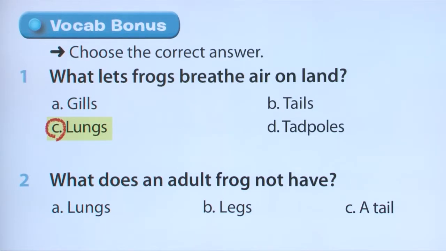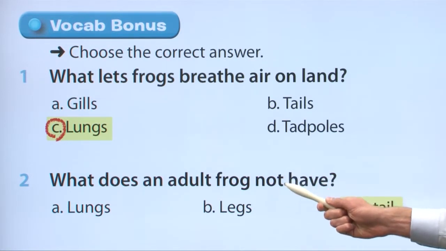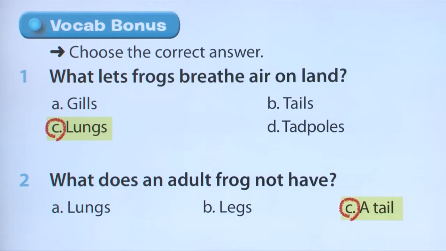Okay? Now let's move on to number 2. What does an adult frog not have? What's the answer here? Is it A, lungs, B, legs, or C, a tail? The answer? Well, it is C, a tail. Yes, when the tadpole starts to develop its legs, it also starts to lose its tail. And so an adult frog doesn't have a tail at all.